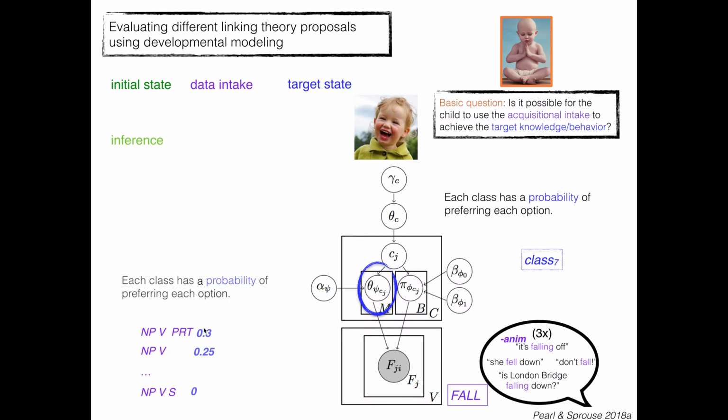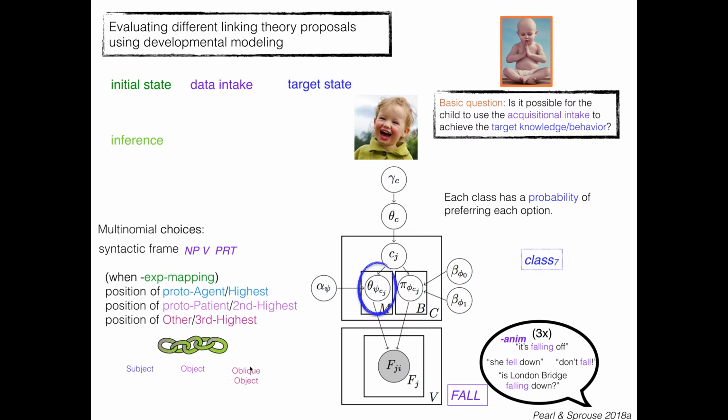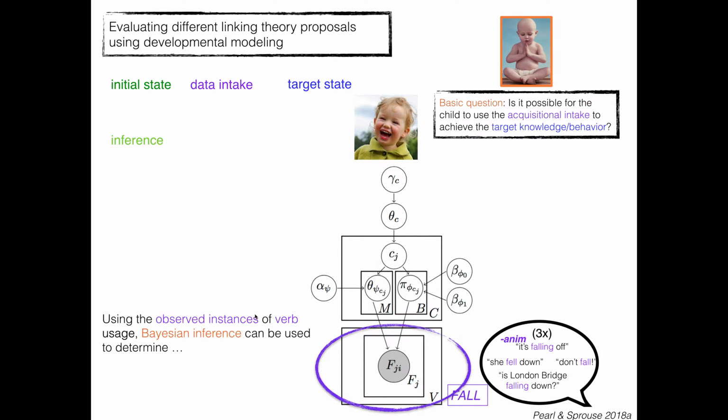And so you're going to have some probability of preferring each option, and then the multinomial choices include that syntactic frame distribution, and if you don't already expect a mapping, then the distribution of these thematic representations across the syntactic positions. So that's going to be a multinomial distribution you're going to be tracking. So then, that's the information. That's all the information up here.